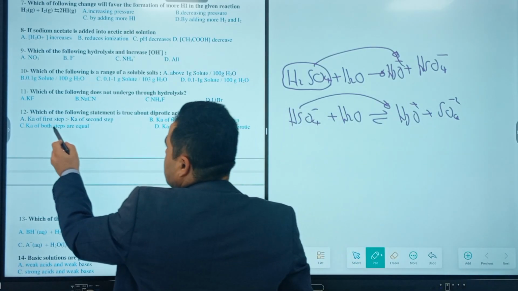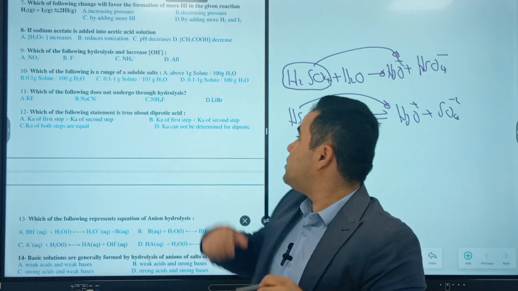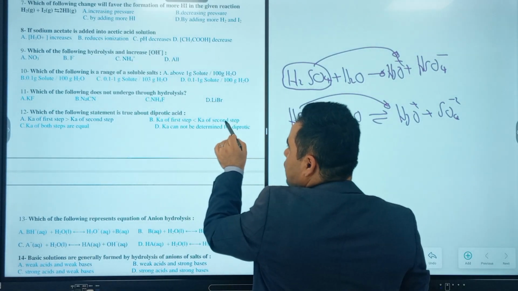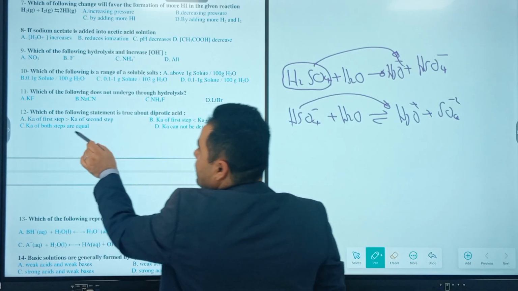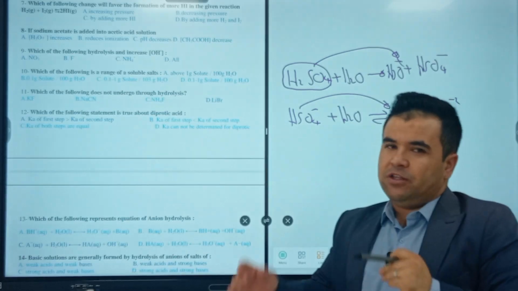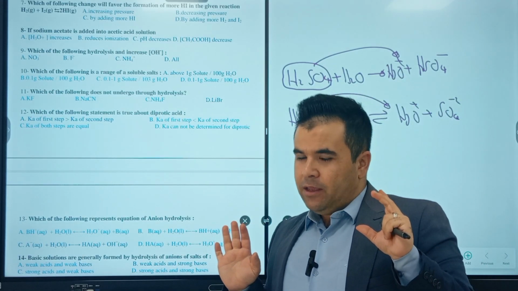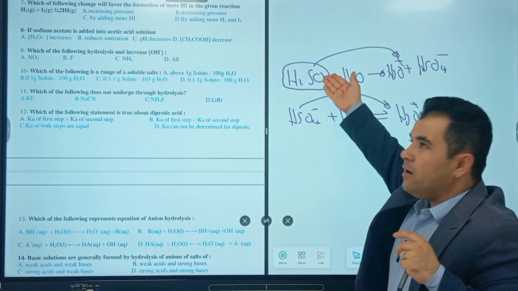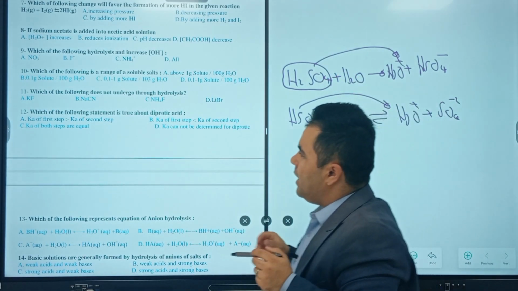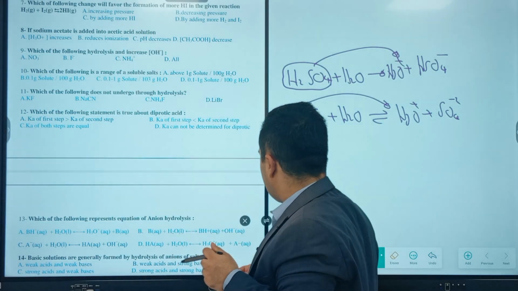Therefore, let us answer the question. Is Ka of the first step higher than the Ka of the second step? Yes, this is true. Ka of the first step lower than Ka of the second? No. Ka of both steps equal? No. Ka cannot be determined for diprotic? No, it can be determined. Every step has its own Ka, and the Ka of the first step is higher than the Ka of the second step. So the correct option is A.